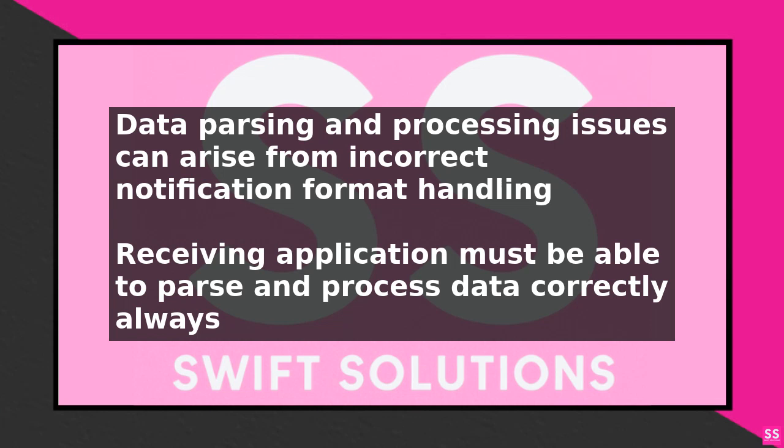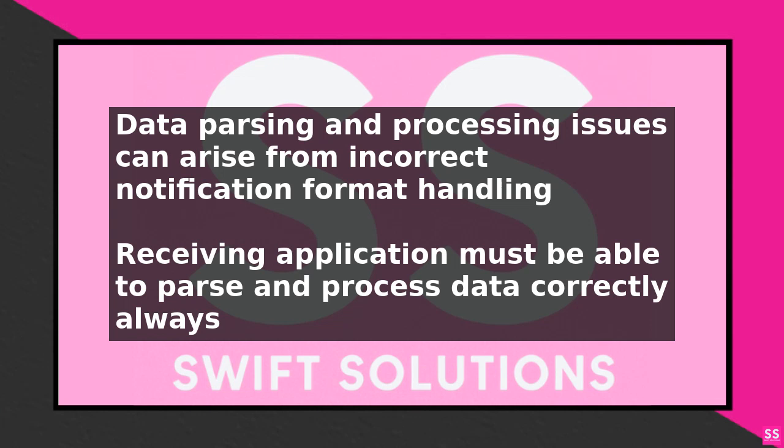Data parsing and processing is another area where issues can arise. The Bill.com API Webhook sends notifications in a specific format, which must be parsed and processed correctly by the receiving application. To avoid issues, ensure that the receiving application can handle the notification format and parse the data correctly.